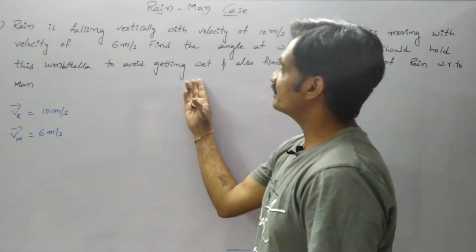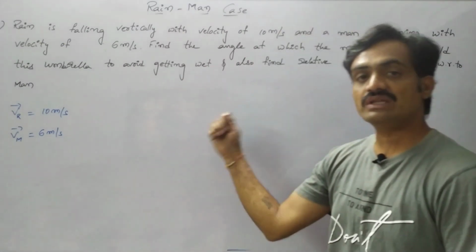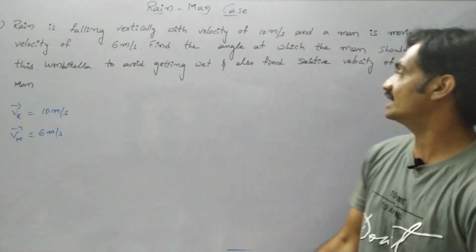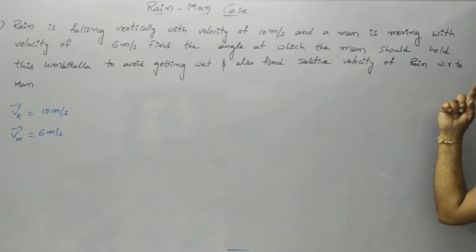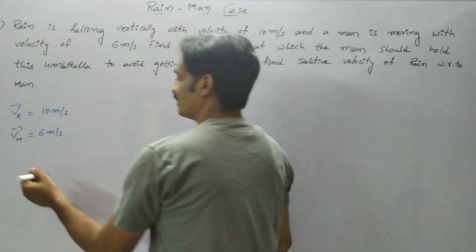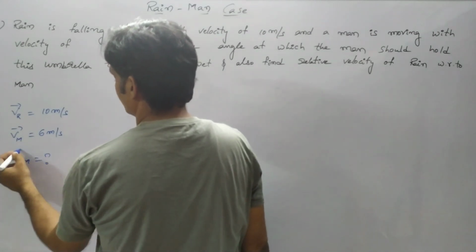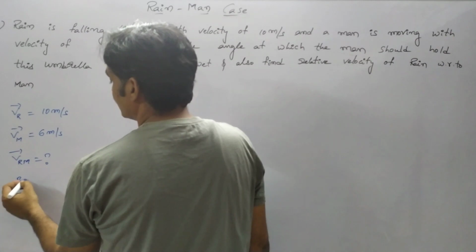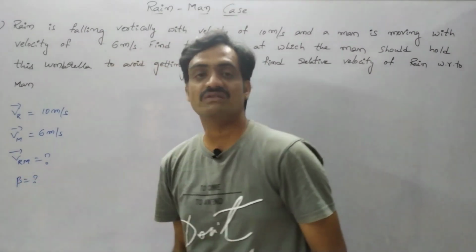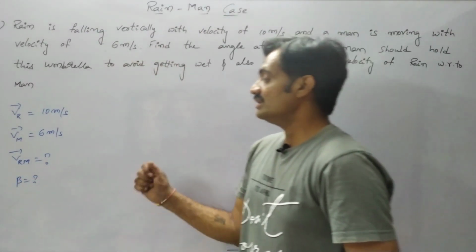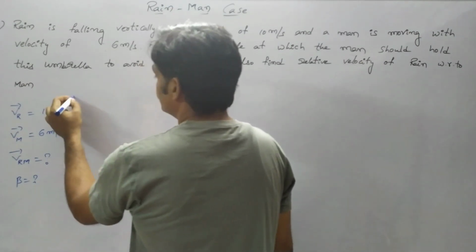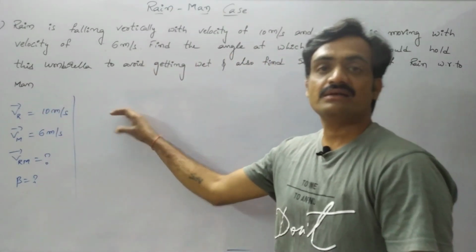So here we have to represent the angle at which the man has to hold the umbrella so that he may not get wet, and also find the relative velocity of rain with respect to man. We also have to represent the velocity of the rain with respect to man. So we have to find the angle as well as the velocity of the rain with respect to man. In order to represent this, we apply the triangle.